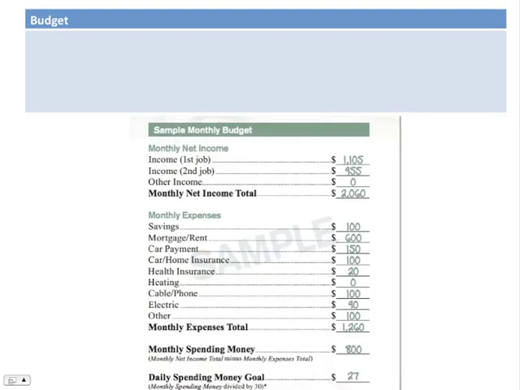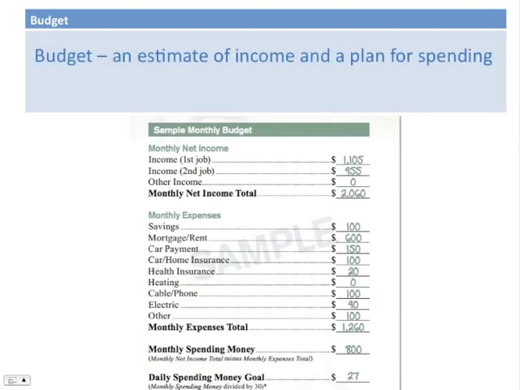Another important part of personal finance is to establish a budget. A budget is simply a way for us to determine how much money we have and how much money we're going to spend to purchase the things that I want and need.